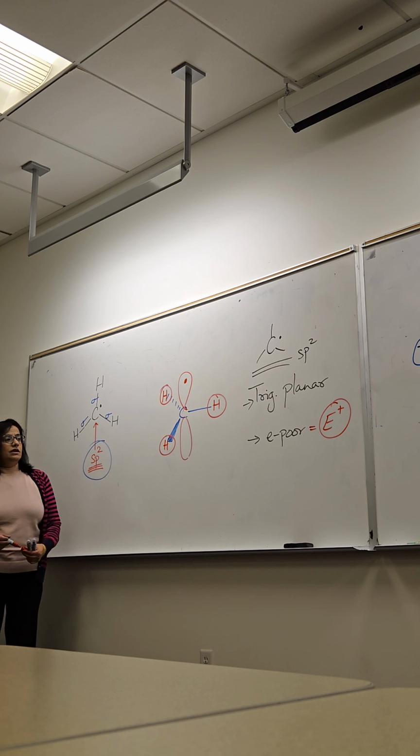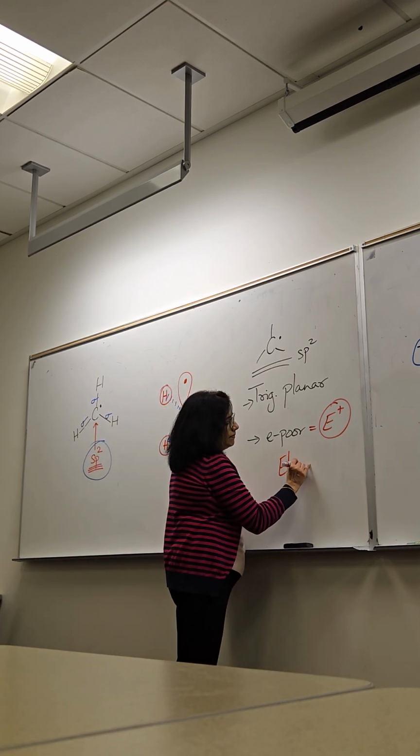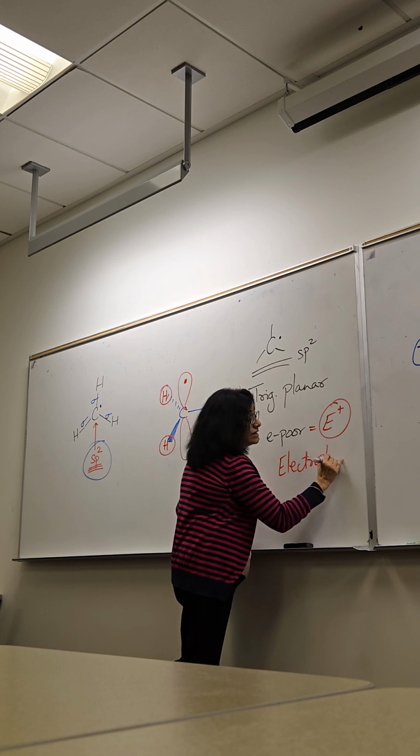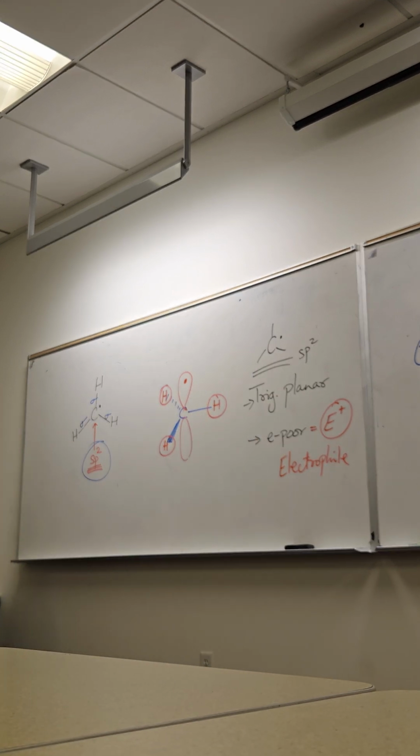E means electrophile. Loving electrons. Yes, exactly. Because if I'm electron deficient, then I'm going to go wherever there are more electrons. Absolutely. Are we all okay?